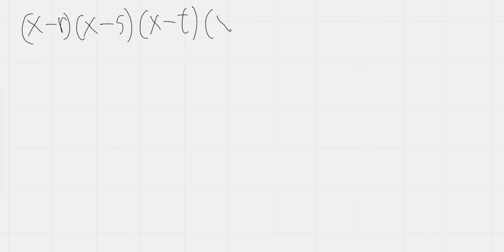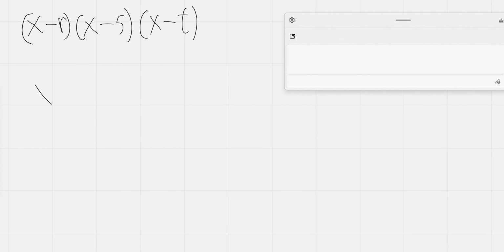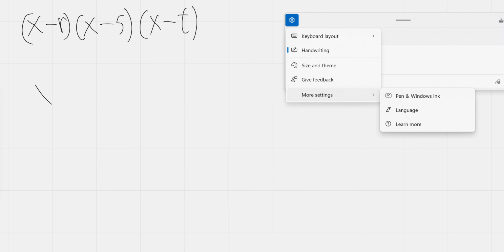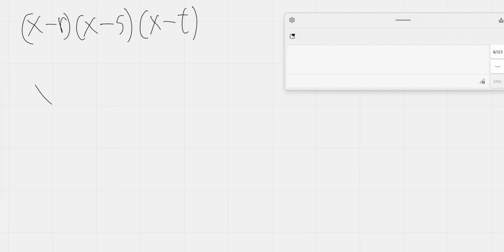Let's say we rewrite this polynomial again with hypothetical roots. x minus r times x minus s times x minus t. Let's leave it there. I don't want to make this bigger than it has to be. You're going to have, how do I get rid of this? I don't know, it doesn't matter.